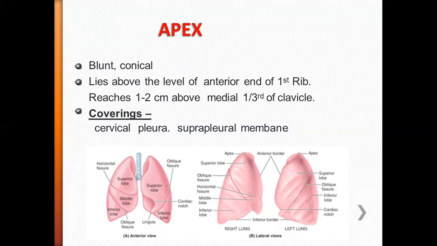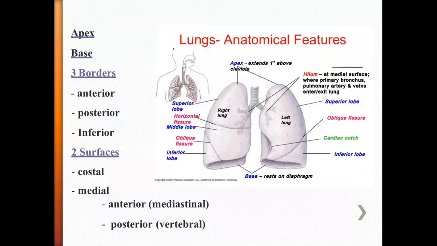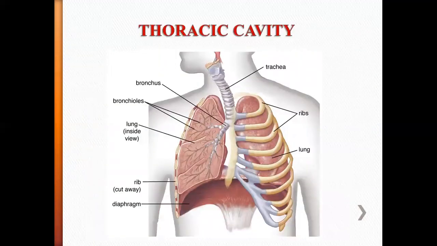Now, what else is important about apex, you have to see this picture. See here, where is the apex of the lung? This is the apex of the lung. So which rib is this one? This is our first rib. So it is near to the anterior part of the first rib. Correct? This is the anterior part. This is the first rib. So this apex is near to the anterior part of the first rib.